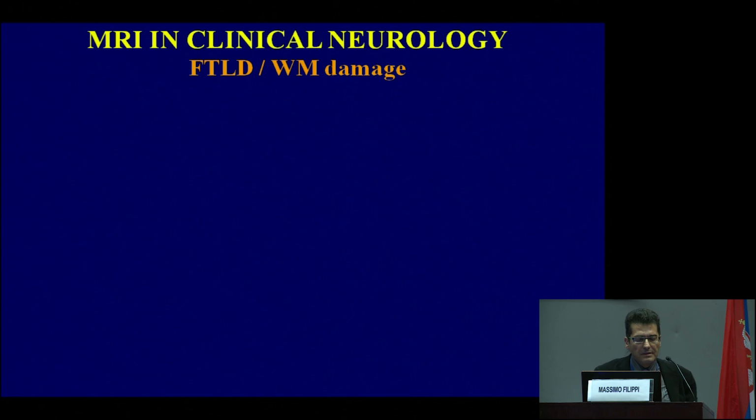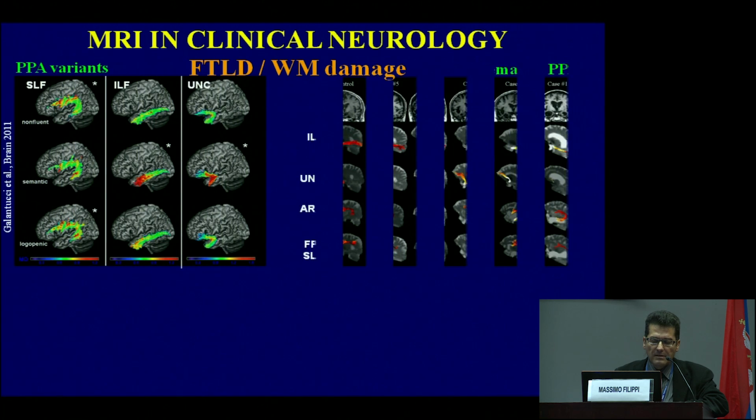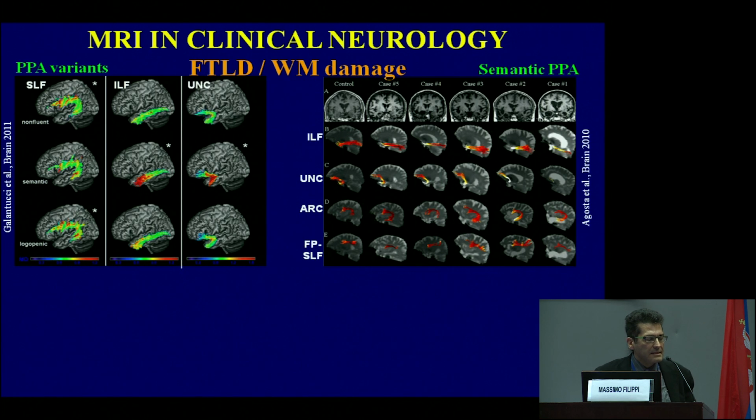Also in the frontotemporal dementia spectrum, we are changing the scenario. And in this case, it seems that the white matter damage is very relevant to improve our ability to make a diagnosis. This is a set of studies that we did assessing the different pathways related to language, for instance, in the PPA variants of the condition, with a typical pattern involving specific tracts in every one of these conditions.